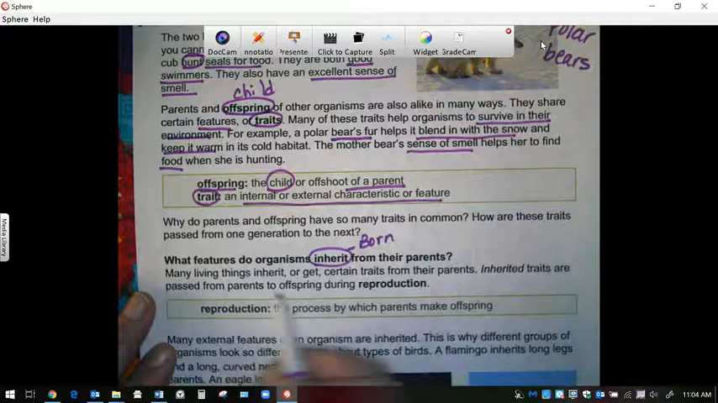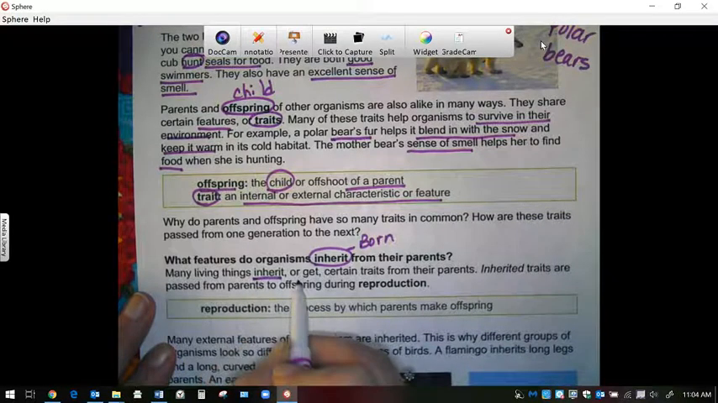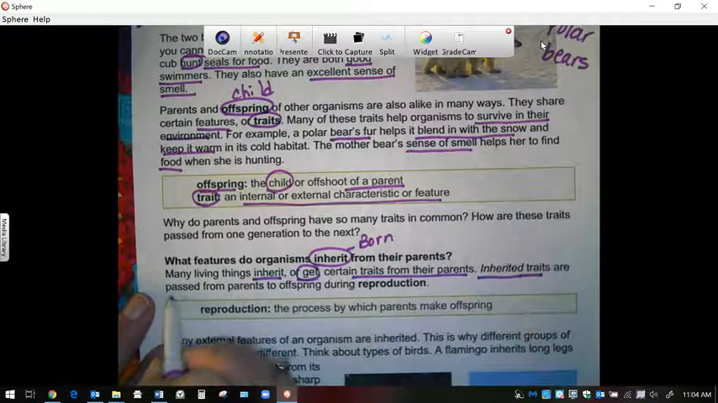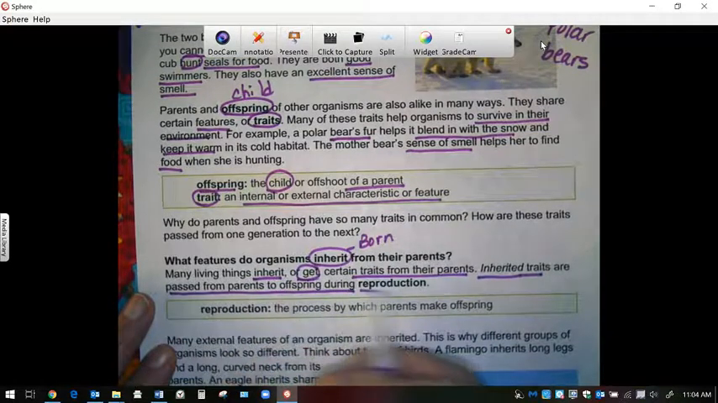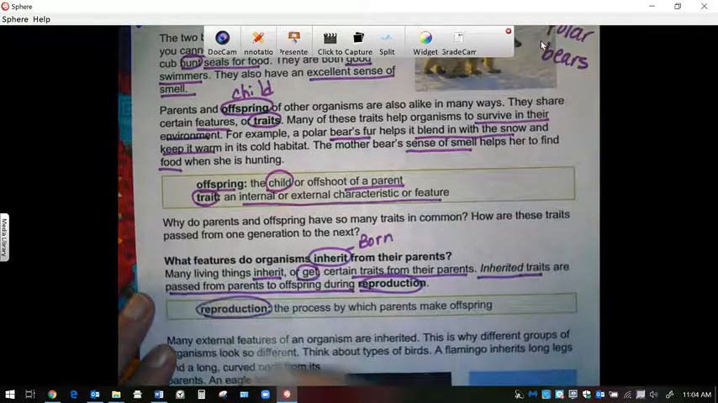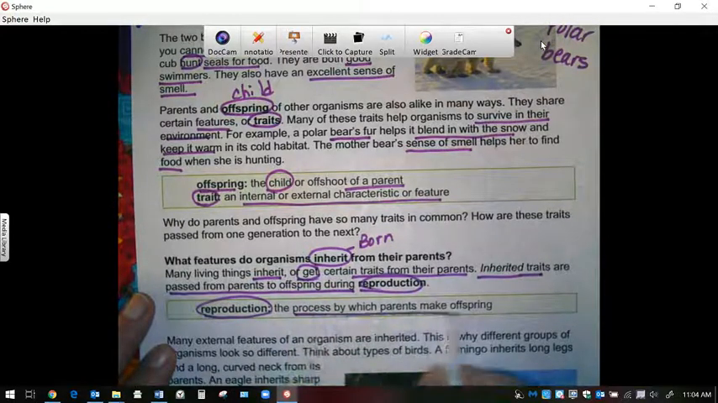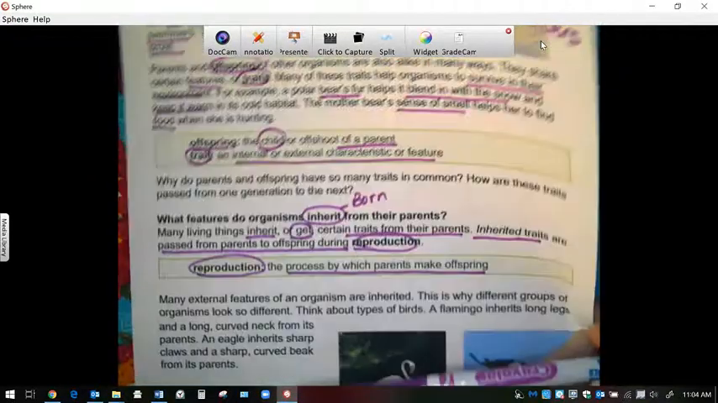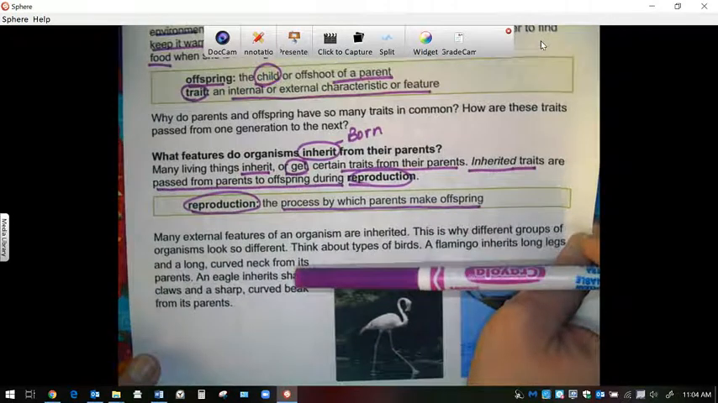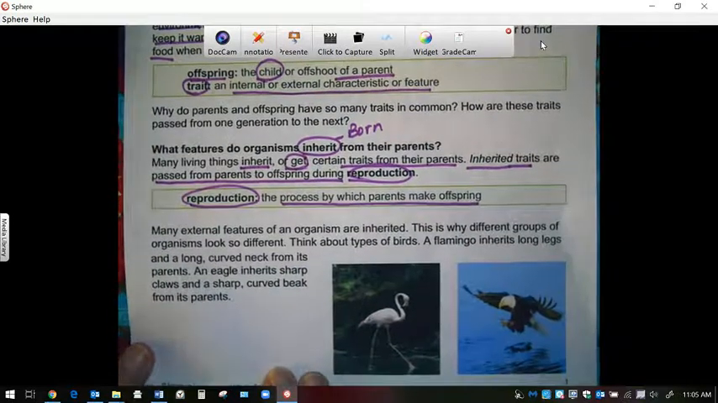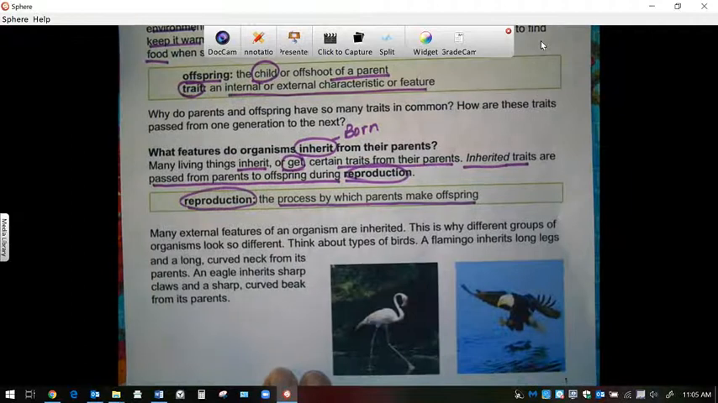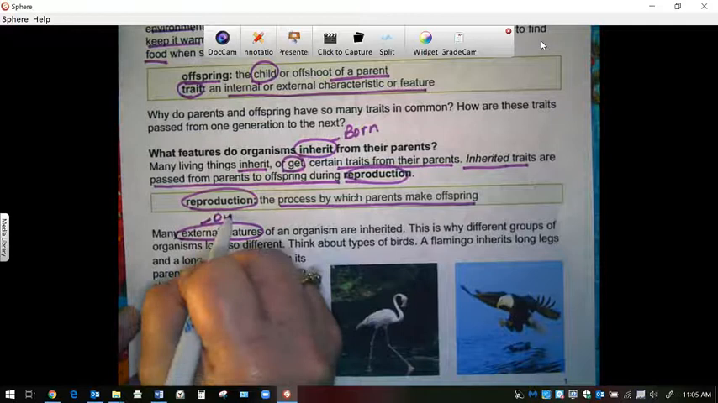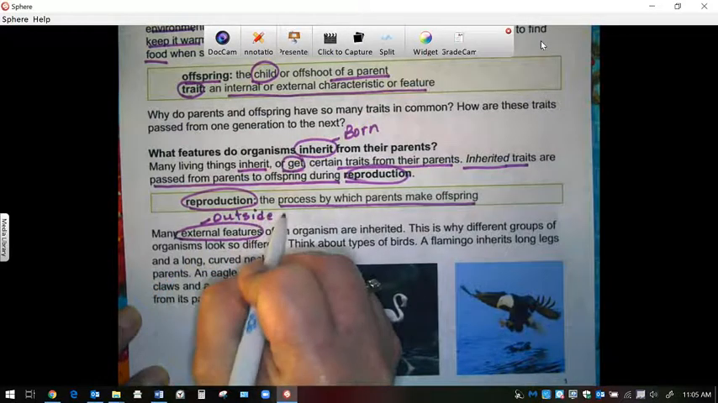Many living things inherit or get certain traits from their parents. Inherited traits are passed from parents to offspring during reproduction. And reproduction is the process by which parents make offspring. Again, like I said, your page might be formatted a little bit different, but the information is the same. Many external features, and external means outside, and you could see them.